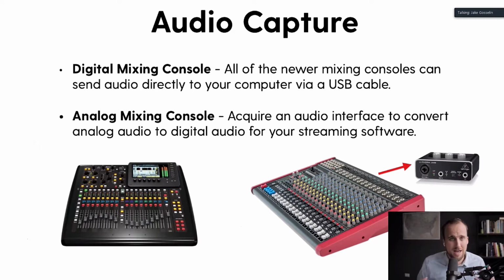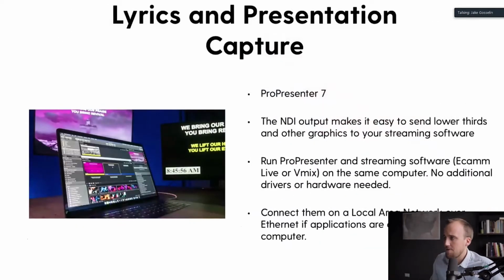Most churches already have your microphones and all that stuff in place because we're already doing live music every single Sunday. If you have an analog mixing console, you're going to need some sort of a way to convert your analog signal from your auxiliary mix on that console into a digital signal for your computer. And that's where an audio interface is going to come in handy. So Behringer makes some really inexpensive ones, but that's how you capture high quality audio.